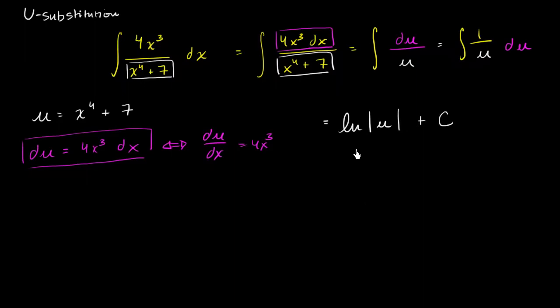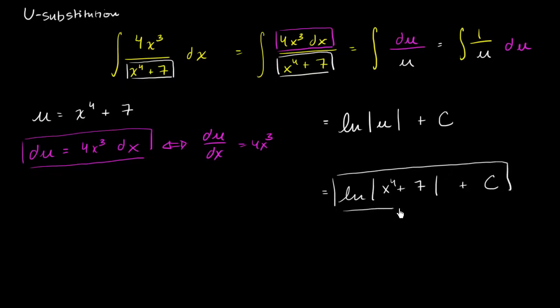So what happens when we unsubstitute the u? Well, then we are left with the natural log of the absolute value of, well, u is x to the fourth plus 7. X to the fourth plus 7, plus 7. And then we can't forget our plus c out here. And we are done.